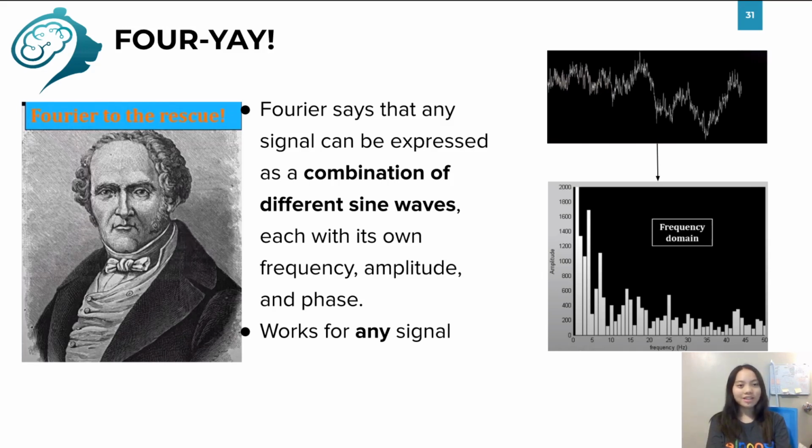Fourier provided us an algorithm to decompose this sort of signal, and Fourier says that any signal can be expressed as a combination of different sine waves, each with its own frequency, amplitude, and phase. And one of the powerful things about Fourier transform is that it works perfectly for any signal, not only signals made up of pure sine waves. Any signal can be expressed as a combination of different sine waves, so we will be going through the Fourier transform and see how to decompose complex signals.